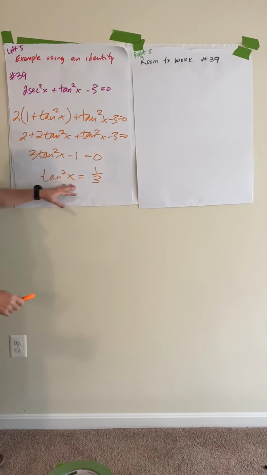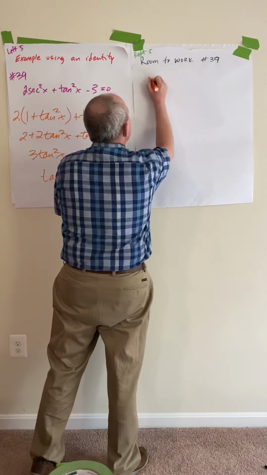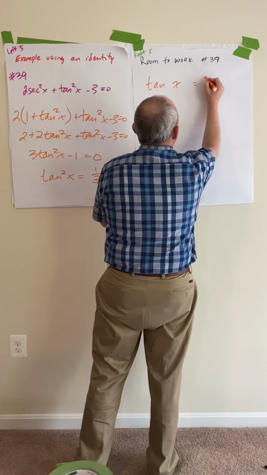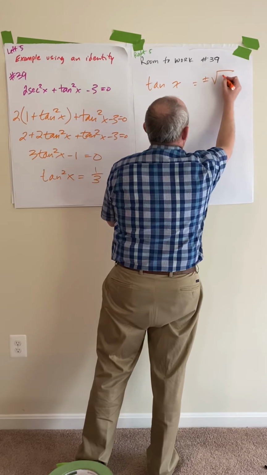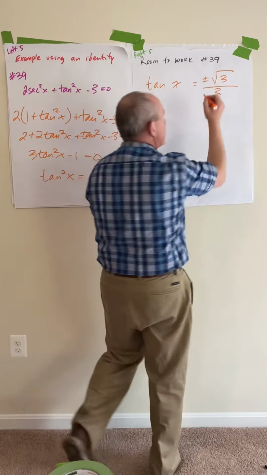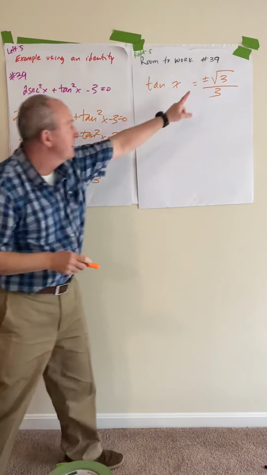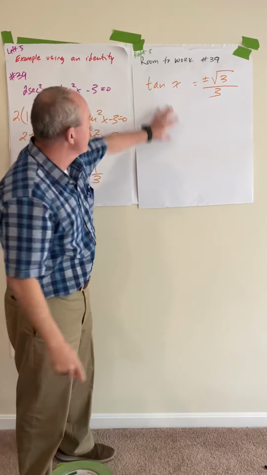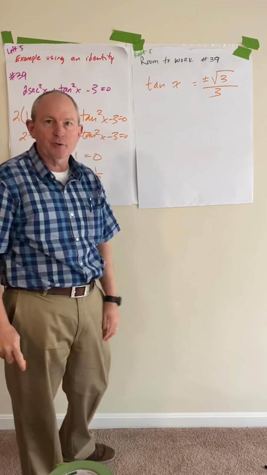All right, so we're going to go over here and take the square root of both sides. Now, I've noticed when I'm checking papers that some of us are getting a little lazy and we're not indicating the plus or minus right here. So you're losing half your solutions. You have to make sure you do that. So tangent of x equals plus or minus root 3 over 3.